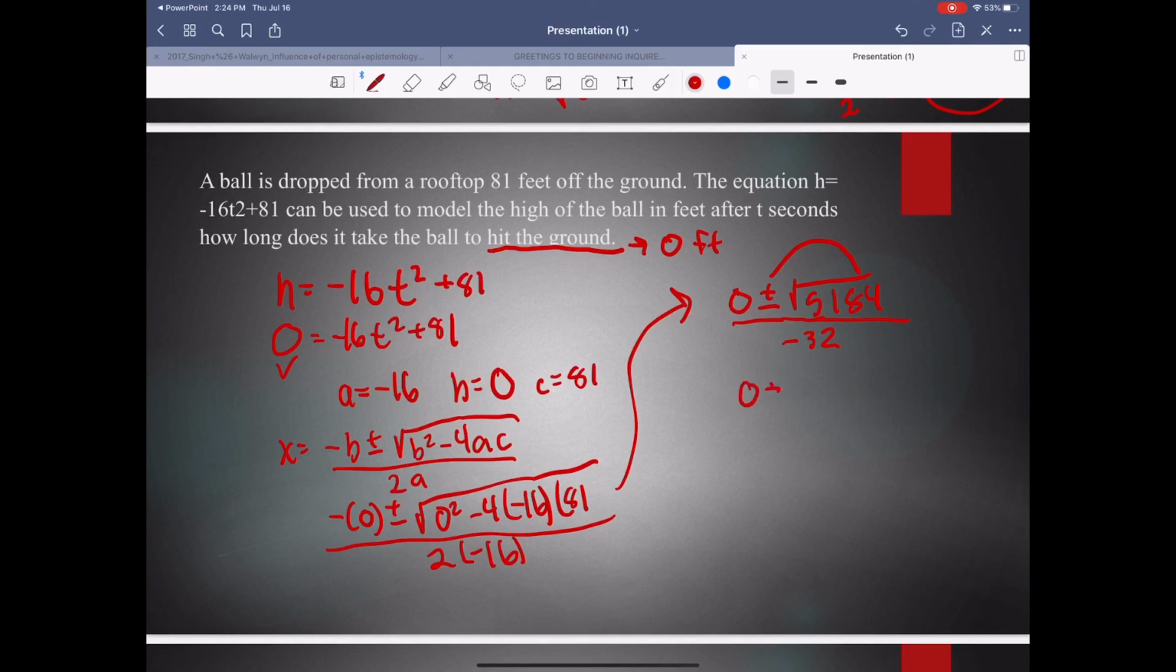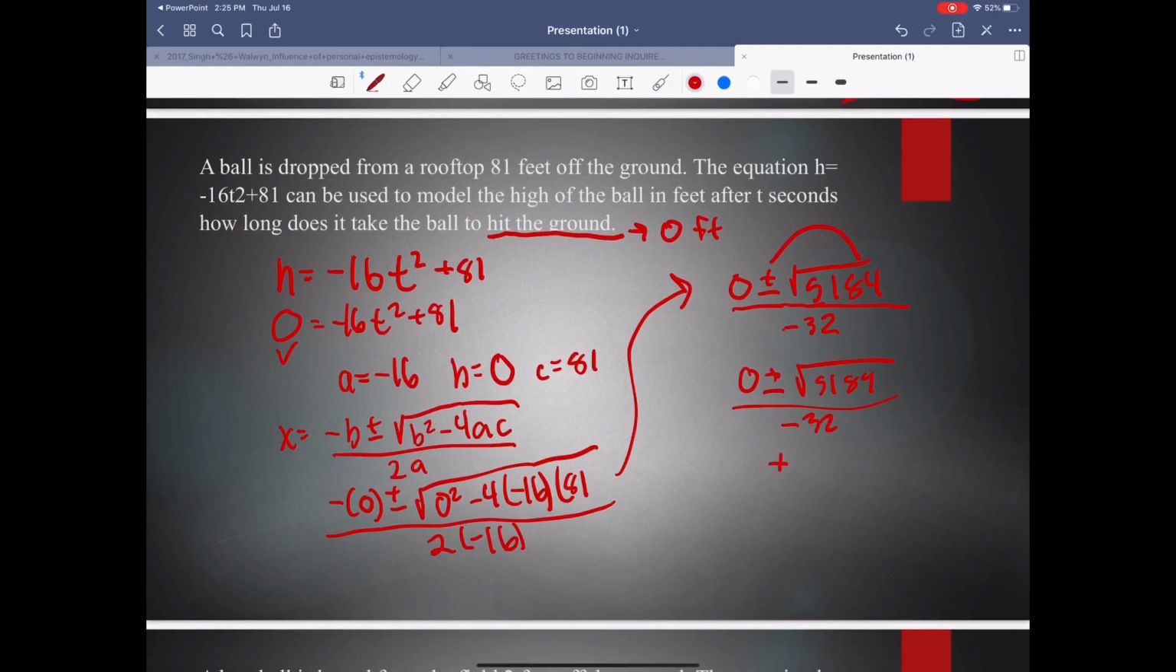Luckily, the square root of 5,184 is 72. Let's take the square root of this. It gives me plus or minus 72 divided by negative 32. And so when I go ahead and do this, it gives me that my roots are positive 2.25 and negative 2.25 as my solutions. And be mindful that since this number right here, the discriminant, was positive, that means I have two real solutions.